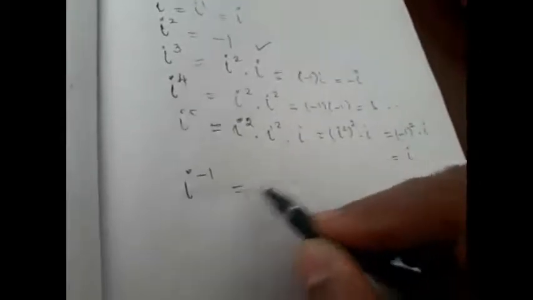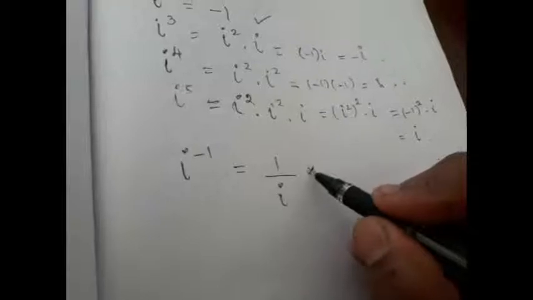Now let us see what will happen to the negative powers of i. What is i power minus 1? I power minus 1 is 1 by i. We know how to solve a complex number, right? We will multiply it with its conjugate. Here no need of minus sign, because it is simply going to be i. Multiply and divide by i. Numerator will become i. Denominator is i square, which is minus 1, so it is nothing but minus i.